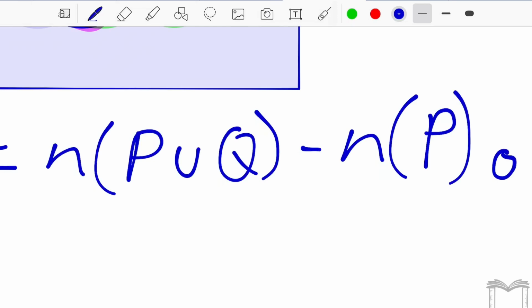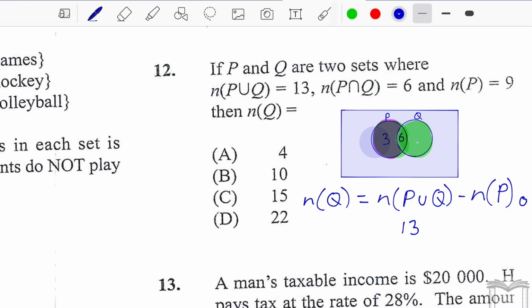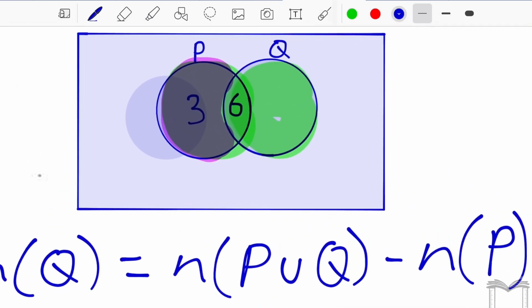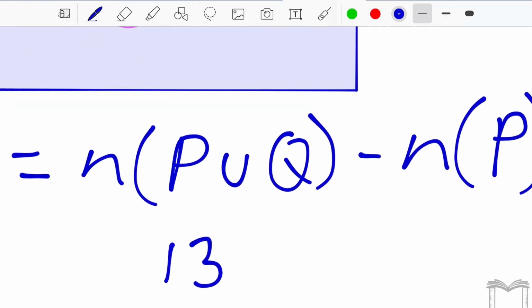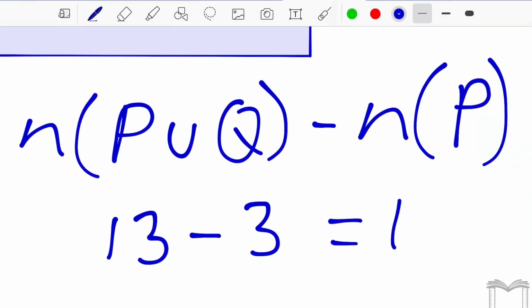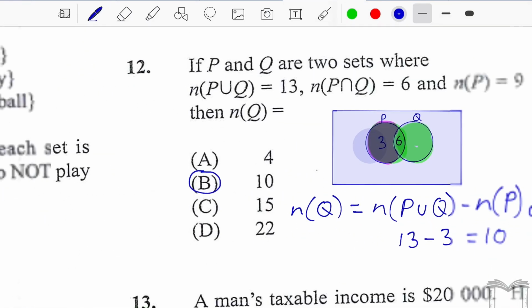So the amount in P union Q is 13, and the amount in P only would be the amount in P, take away the amount in P intersect Q, which we already showed is 3. So we'll work with that 3. So 13 minus 3. That's easy, that's 10. So the answer is 10, which is B.